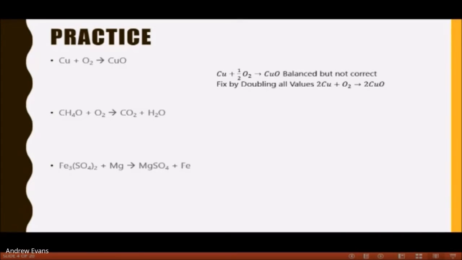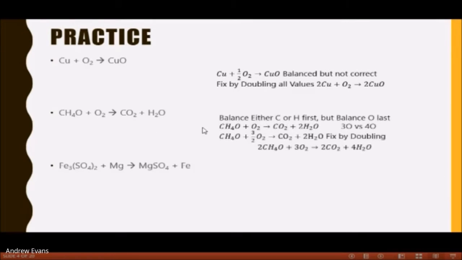So what do we have to do? If we leave that as 3 halves, we can get rid of the fraction by doubling everything. We double this, that goes from 1 to 2. 3 halves to 3. 1 to 2, 2 to 4. So now we have 2 carbons, 2 carbons. 8 hydrogens, 8 hydrogens. 2 plus 6, 8 oxygens. 2 times 2 is 4. 4 plus 1 times 1 is 4. 4 plus 4 is 8. Everything is balanced.